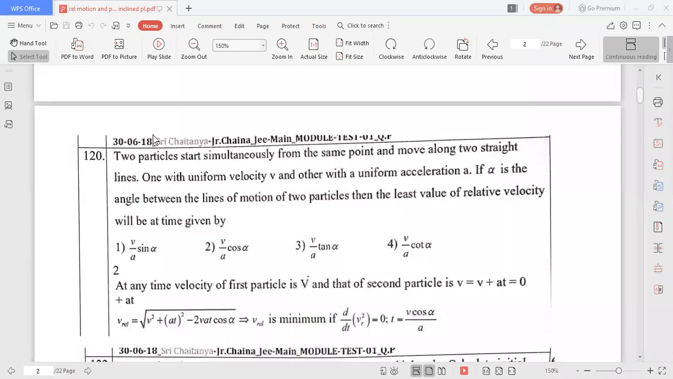Is the video blurred? Respond. Is this video blurred to everyone? No. Okay, okay. Rahul Ji, you check your system.